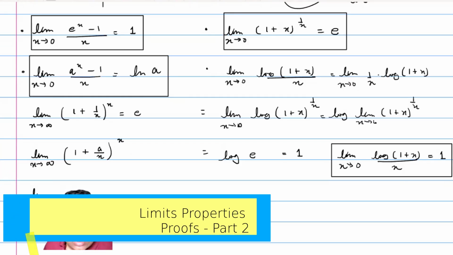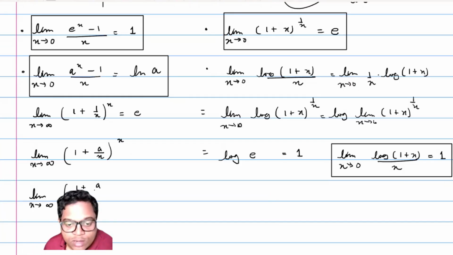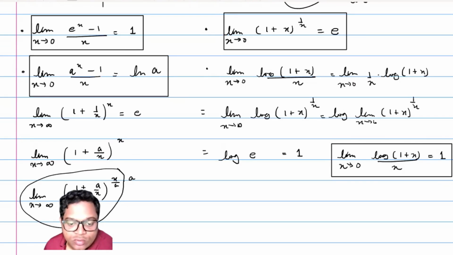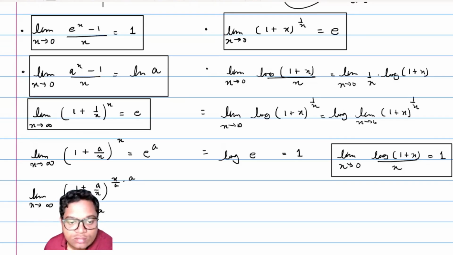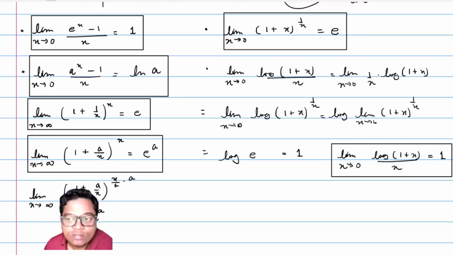So limit x tends to infinity, (1 plus a upon x), and if I write x upon a, I'll multiply by a. So this is going to give you e, and this a will be e raised to a. So the answer to this is e raised to a. A couple more properties, this one followed by this one. So these were some of the proofs to the limit properties. Thank you.